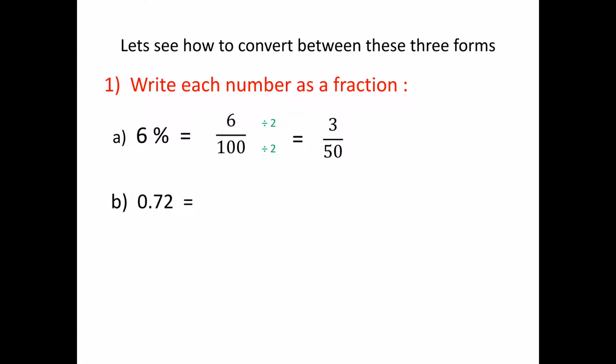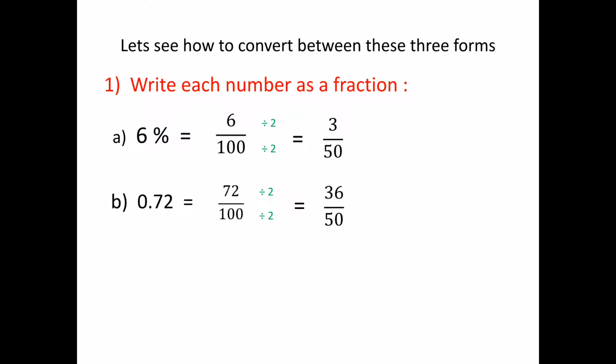How many digits are inside the decimal here? 2 digits. So how many zeros will I need in the denominator? 2 zeros. So it's going to be 72 over 100. Is this the simplest form? No. I need to divide by 2 because I have two even numbers. Divide by 2 up and down. You will get 36 over 50.